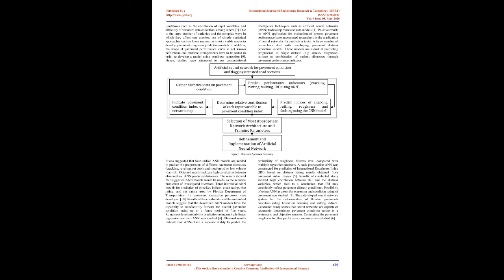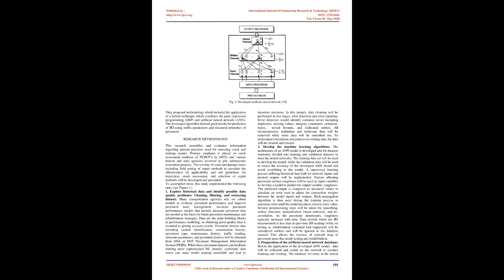Artificial neural network for pavement condition and flagging untested road sections. Selection of most appropriate network architecture and training parameters. Refinement and implementation of artificial neural network. It was suggested that 4 unified ANN models are needed to predict the progression of different pavement distresses, cracking, raveling, rut depth and roughness, on low-volume roads. Obtained results indicate high correlation between observed and predicted distresses. The results showed that suggested ANN models would be useful in the accurate prediction of investigated distresses.